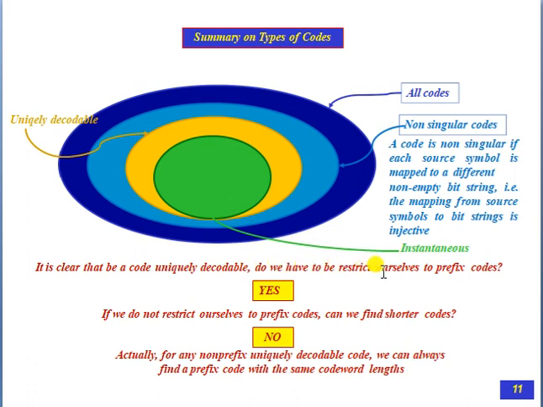Do we have to restrict ourselves to a prefix code? Yes. If we do not restrict ourselves to a prefix code, can we find shorter codes? No. Actually, for a non-prefix uniquely decodable code, we can always find a prefix code with the same code length.